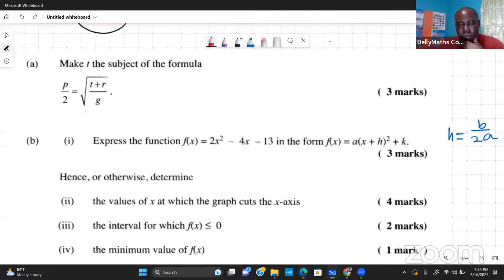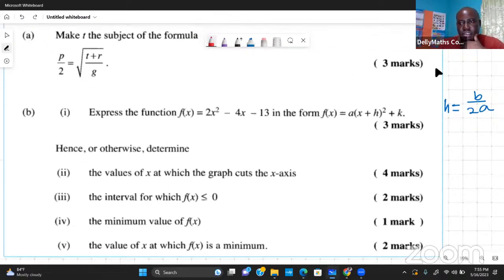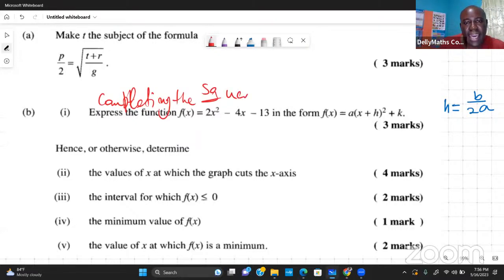Let's take another look. So now they are saying to us here, express the function f of x is equal to 2x squared minus 4x minus 13 in the form f of x is equal to a, open bracket, x plus h, all squared, plus k. This is called completing the square.